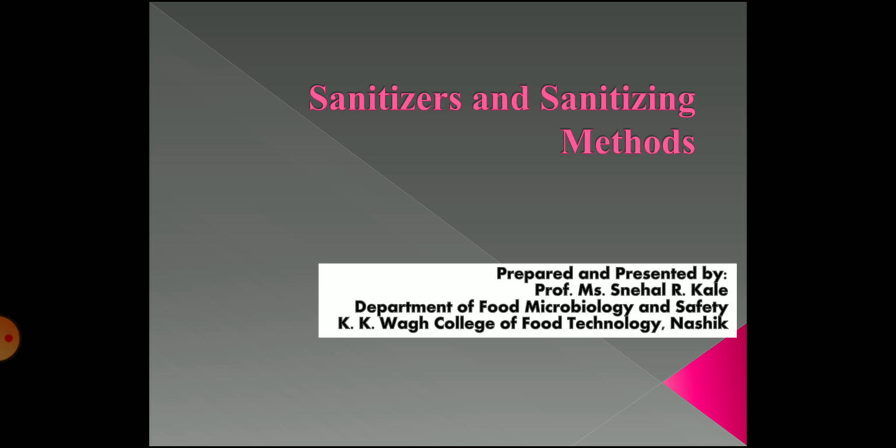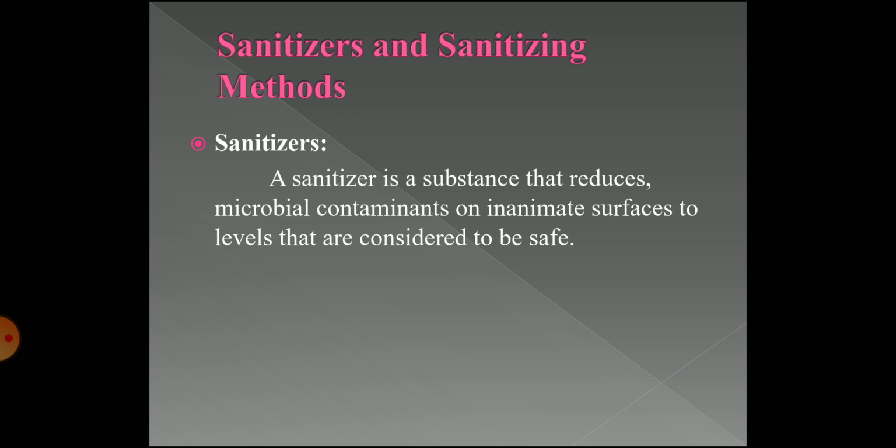Today I am here again with another video on sanitizer and sanitizing methods used in the food industry. So we will begin with sanitizer. What is it? A sanitizer is a substance. It is either a physical, chemical, thermal, or any substance which reduces the microbial contamination present on a particular surface, and after using the sanitizer on that surface we consider that surface to be safe for future use.